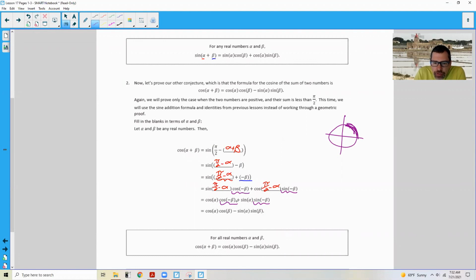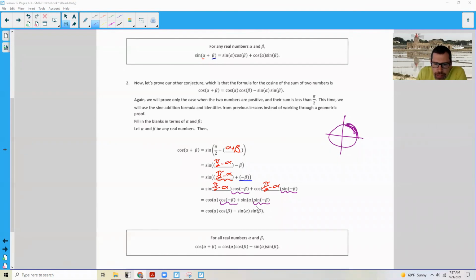beta, cosine alpha, cosine negative beta, the negative beta would be this way, but it's going to be the same distance if we go to the right. Sine alpha, sine negative beta: a sine alpha positive is up, a sine of negative beta is down. So we negate the sine alpha and get a positive sine beta. For all real numbers alpha and beta, therefore the cosine of alpha plus beta equals the cosine of alpha cosine beta minus sine alpha sine beta.